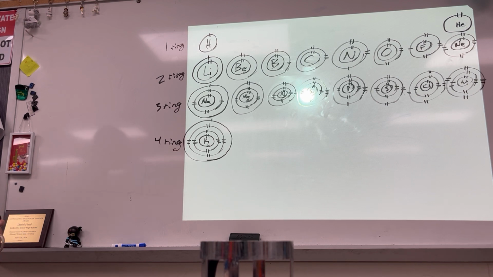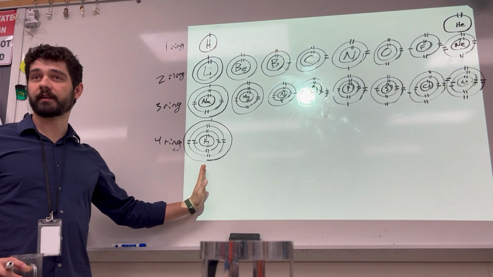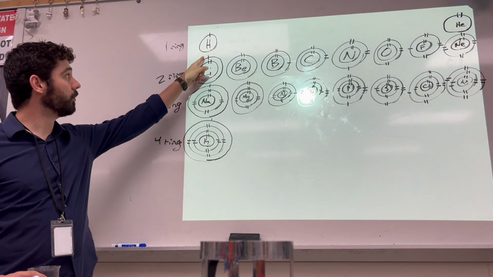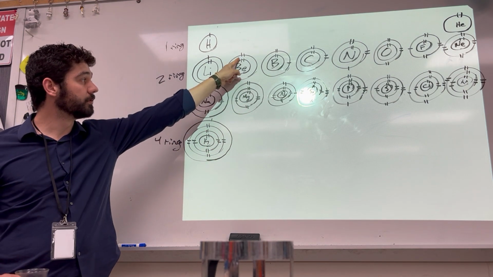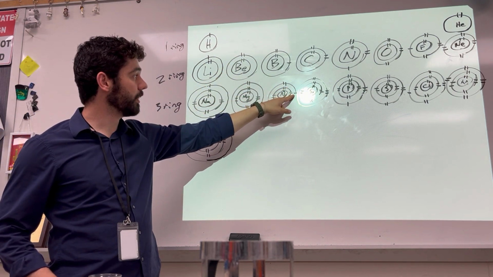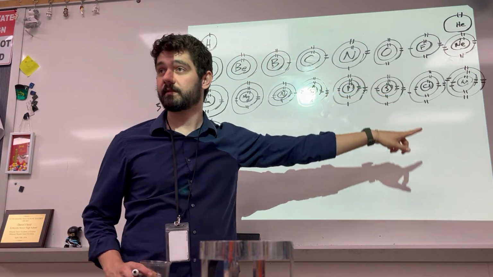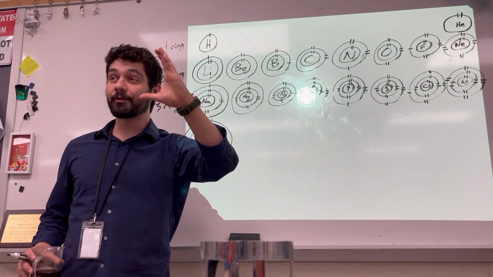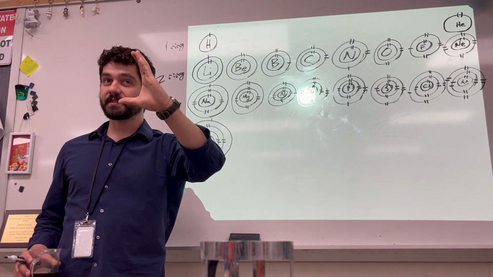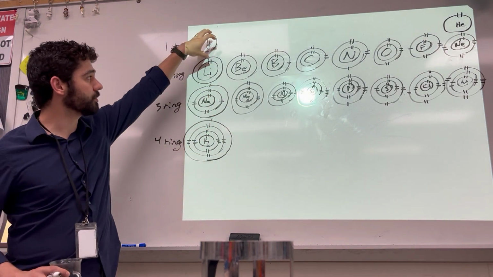Look at the outside ring. How many electrons are on the outermost ring here? 1, 1, 1, 1 on the outer ring. What about this outer ring? 2 and 2. 3 and 3. 4, 5, 6, 7. Do we see that? So in the columns, the outer ring has the same number of electrons. I have a different number of rings, but the outer ring matches for all of these.